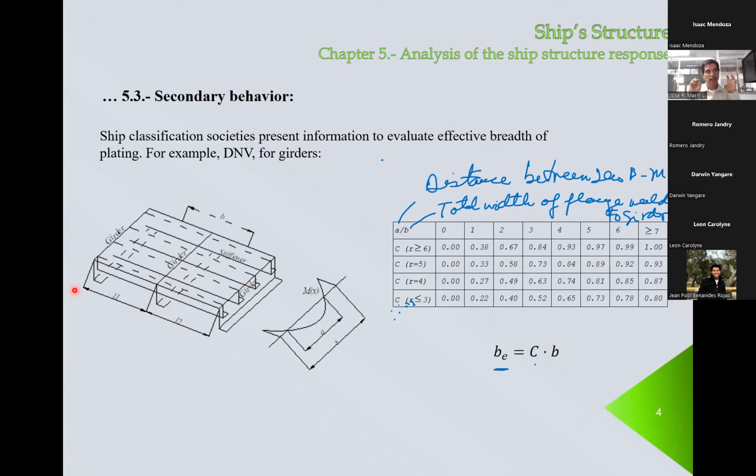Once you have that, you get C. With C, you multiply by B, and you have the effective breadth. With the effective breadth, you go on and calculate the inertia. And with the inertia, we could apply grillage theory in order to analyze this as a group of beams in the two directions.